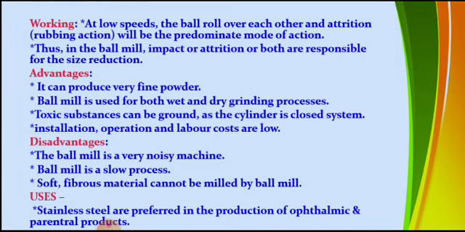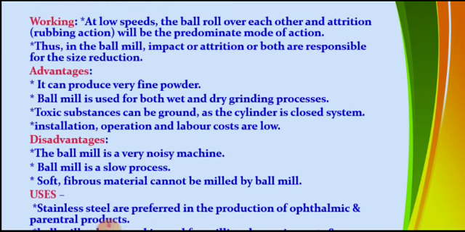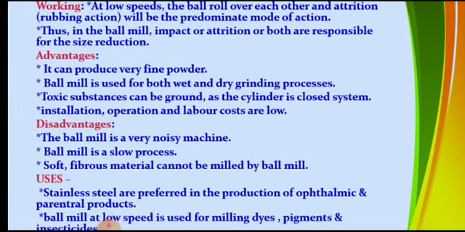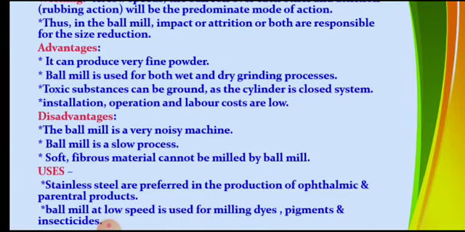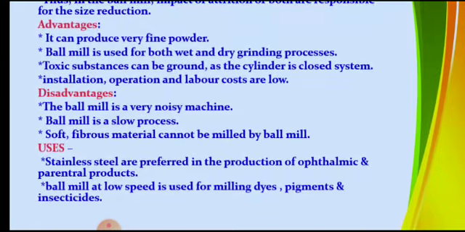Toxic substances can be ground as the cylinder is a closed system, and operation and labor costs are low. The disadvantages of the ball mill: it is a very noisy machine, and it is a slow process. Soft fibrous material cannot be milled by a ball mill. It is preferred in the production of ophthalmic and parenteral products. A ball mill at low speed is used for milling dyes, pigments and insecticides.